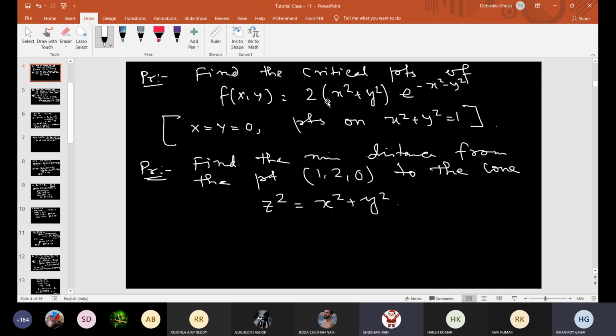What about your AC minus B square? First you need to check whether it is positive or negative. No, sir, it is 0. So if it is 0, no.